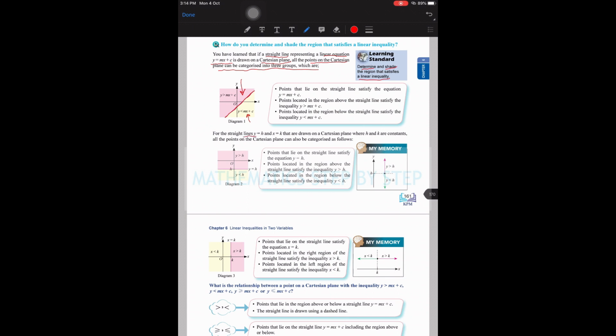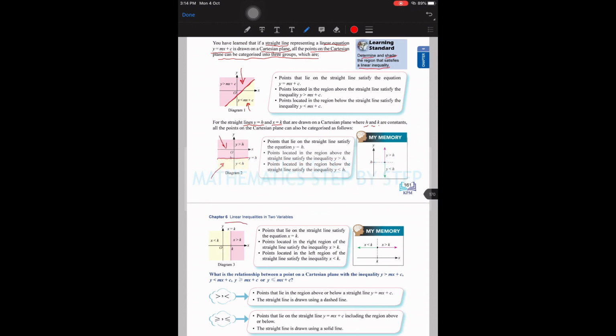For the straight lines y equals h and x equals k that are drawn on the Cartesian plane, where h and k are constants, all the points can also be categorized as follows. Again, the region above the straight line, the region below the straight line, and on the straight line itself. Then x is greater than k is represented by the region in pink. X is less than k is represented by the region in yellow. And on the straight line itself will be here.